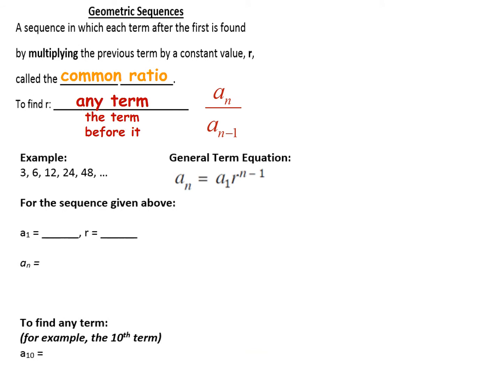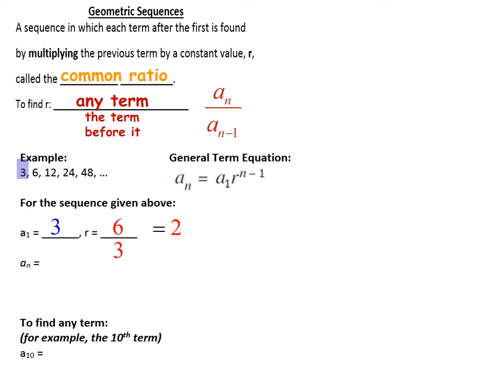Geometric sequences. Here's a review of what we said a geometric sequence is. Here's an example: 3, 6, 12, 24, and 48. Our general term equation for a geometric sequence is listed here. For this particular sequence, a sub 1 is the very first term listed, which in this case is 3. To find the common ratio, we take any term and divide it by the previous term. So we take 6 and divide it by the term right before it, which is 3, and 6 over 3 gives us 2.